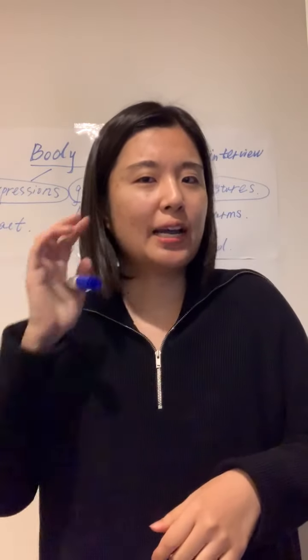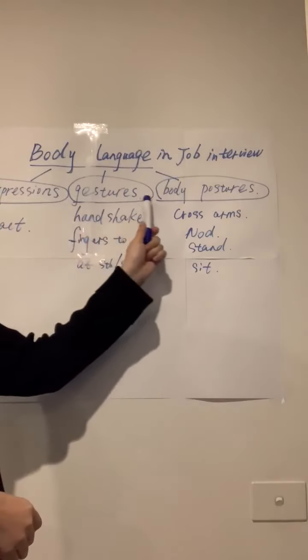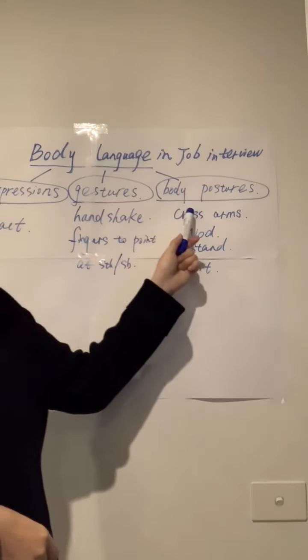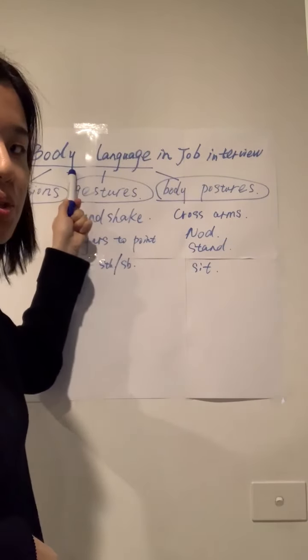What are they, do you think? I heard a voice, facial expression, right? Very good. Facial expression and gestures. And the last one is body posture. Well done. So let's look at the 3 words. Just now I said they are the 3 key components of body language.